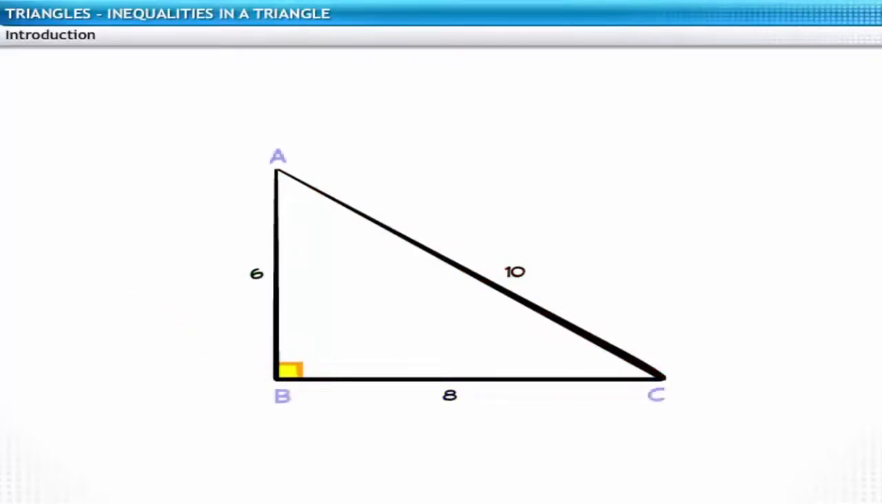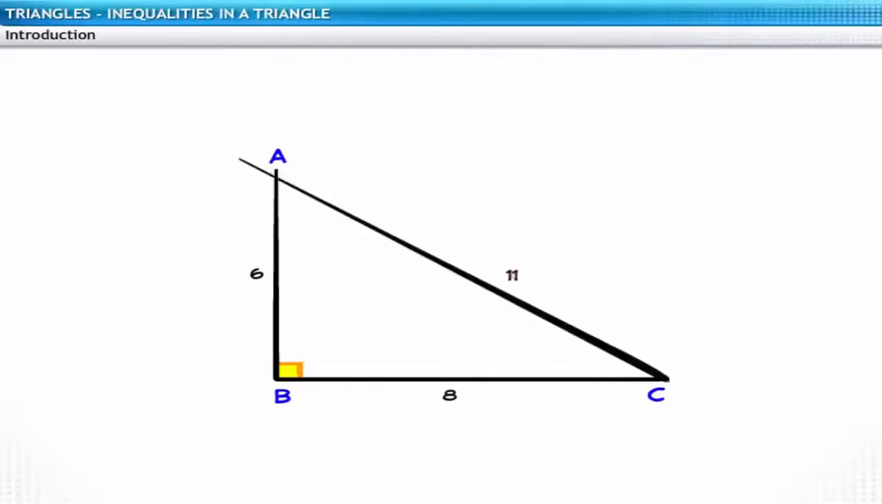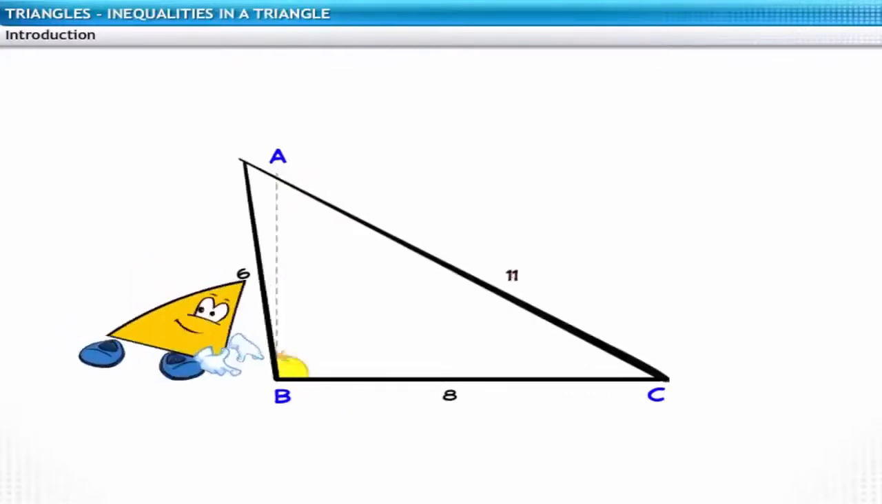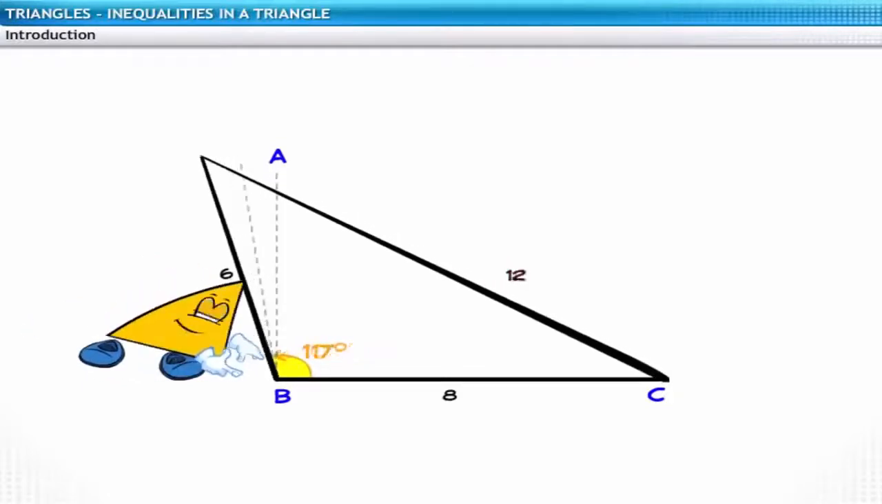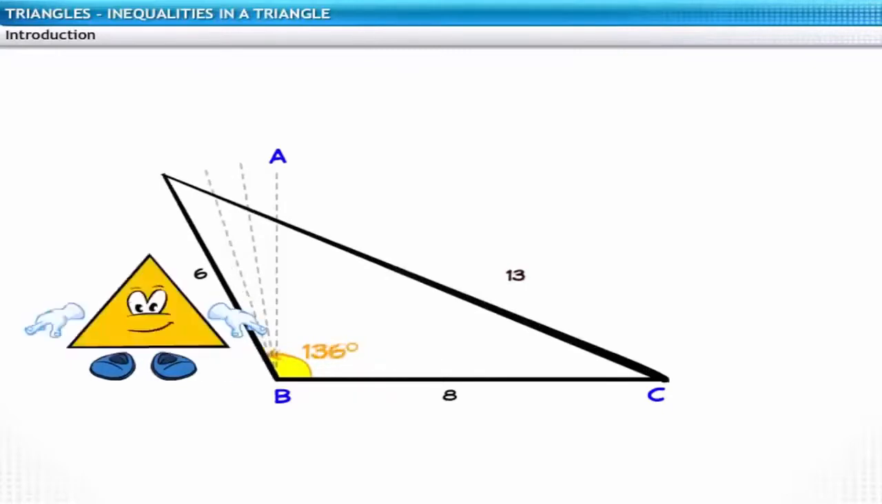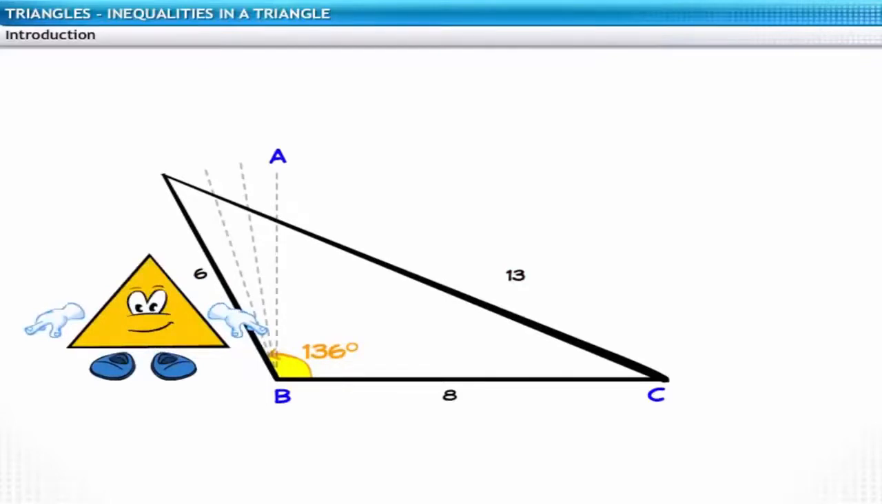Let's name the triangle as ABC. Observe the triangle and its angles. The angles measure 90 degrees, 37 degrees, and 53 degrees. Let's experiment using this triangle. The 10-unit stick is replaced with 11-unit stick. Observe angle B. Let's repeat the experiment for a 12-unit stick and a 13-unit stick. What can we observe here? As we keep on increasing the length of the stick, the angle opposite to the stick increases proportionately.